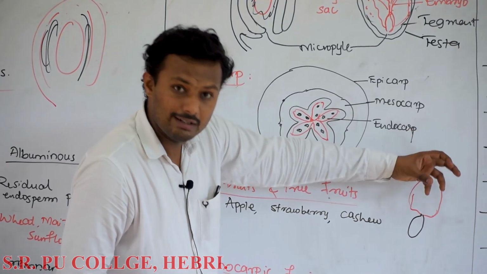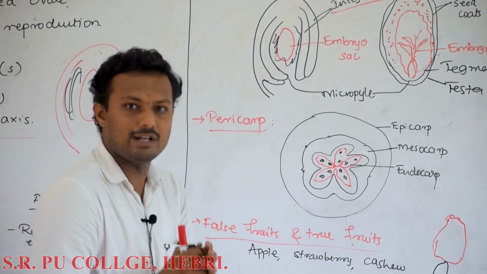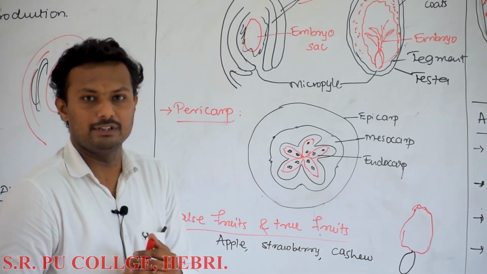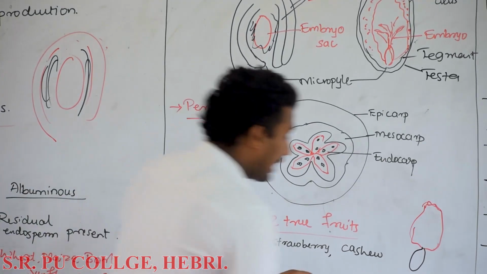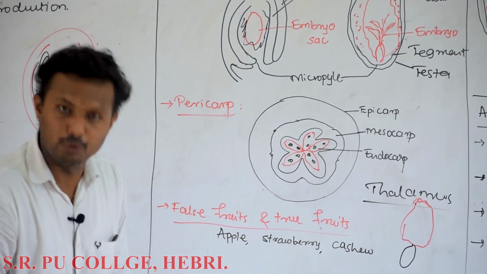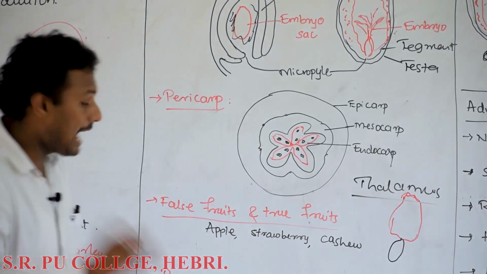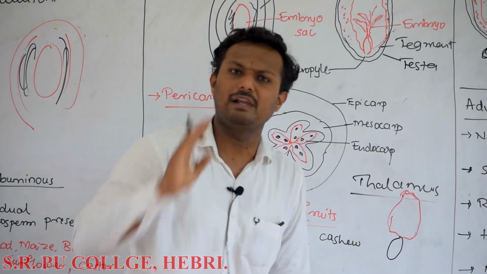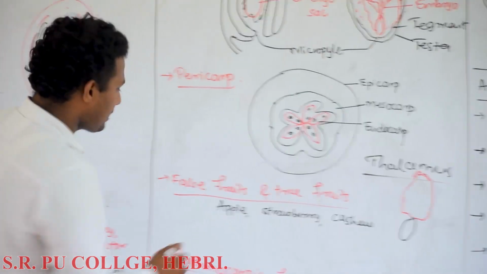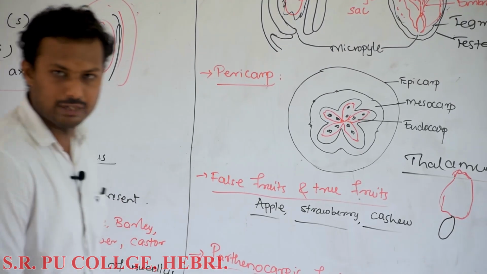This juicy or puffy part which we actually consume as fruit is nothing but the lowermost portion of the flower, what is called the thalamus. Thalamus in most cases will develop into the fruit. So along with the ovary, a part of the thalamus also develops into the fruit, and such fruits which develop from any other part of the flower apart from the ovary are called false fruits. Examples of false fruits can be apple, strawberry, cashew, etc. I hope you have understood the difference between the true fruit and false fruit, right?